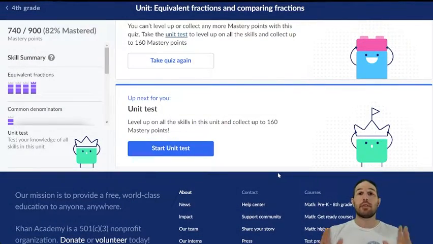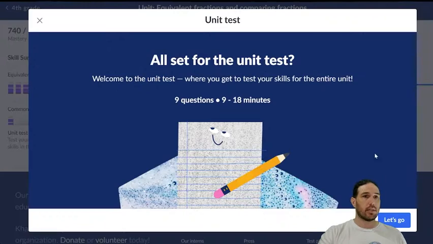Yep, as promised, we are looking at the unit test. As always, at the end of every unit, we've got a unit test. In this case, it's 9 questions. And I'm going to ask that you go ahead and pause the video after each problem. Give yourself a chance to check for your own understanding.